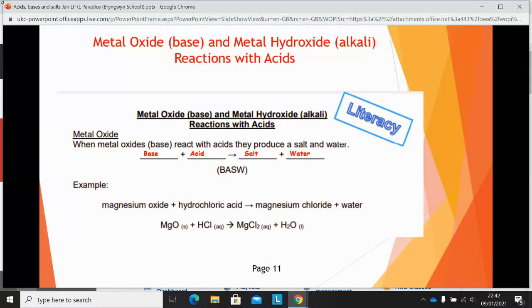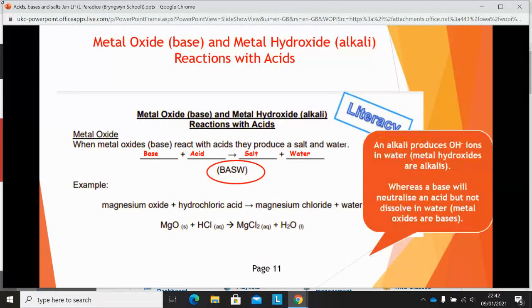Base plus acid, salt plus water. There's an acronym there that you'll need to find. Think of something that will help you remember that, much like how we talked about MASH for a metal plus an acid will give us a salt plus hydrogen. Okay, so an example of that, magnesium oxide plus hydrochloric acid will give us our salt plus water.